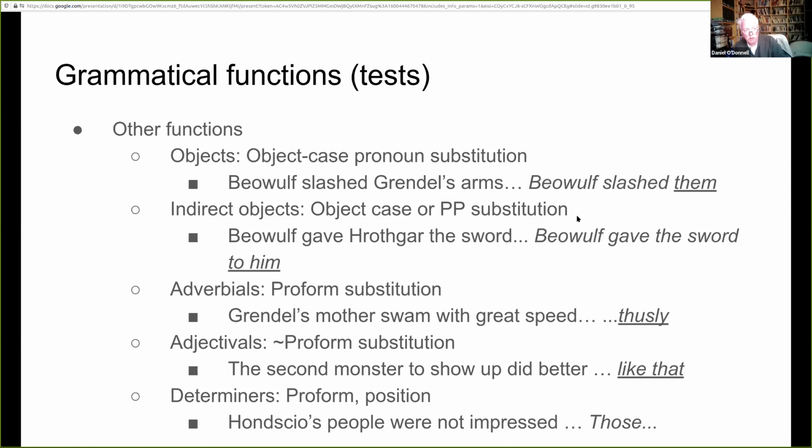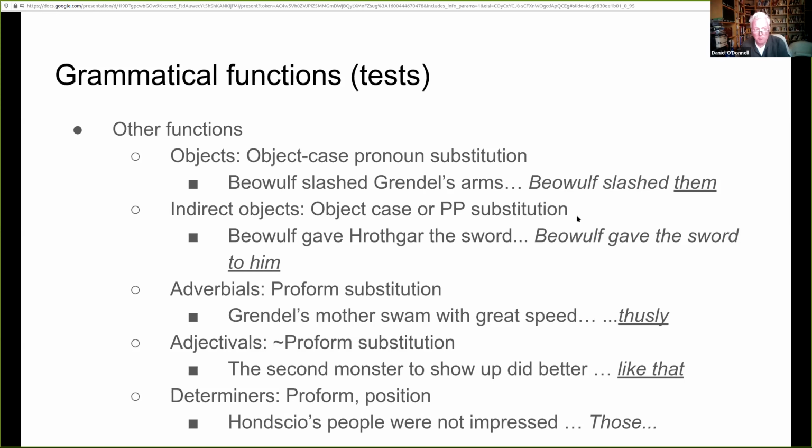But so how do I know that Grendel's arms are the object of what Beowulf slashed? Well, one explanation is he's not going to slash something else, is he? But that's not a very good explanation because it's relying on my knowledge of how swords and monsters interact with each other. A much better one is to say he slashed them. I had to use the object case. Grendel's arms must be the object.